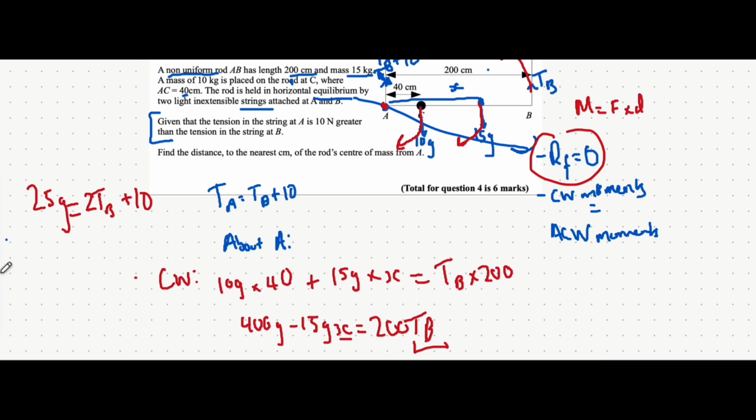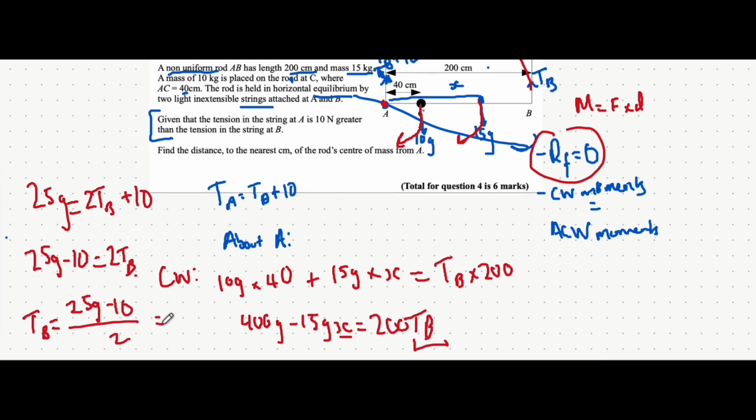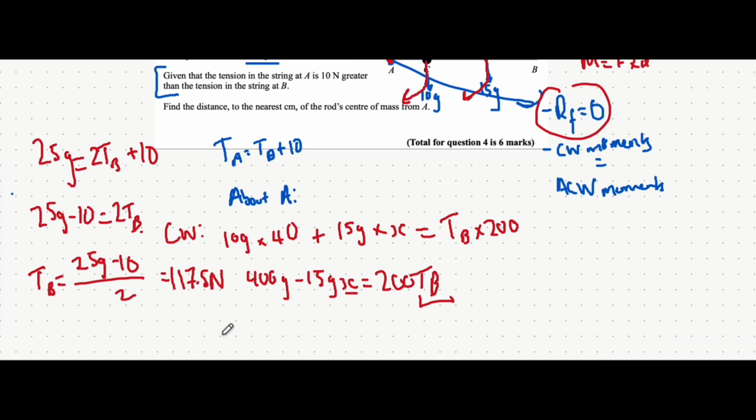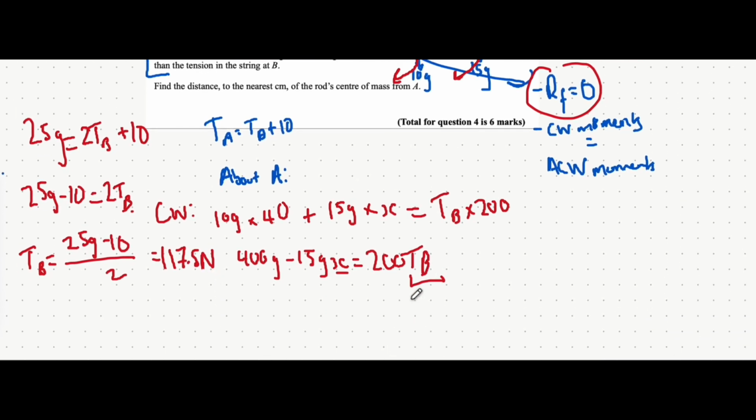So let's do that. Start by subtracting 10 from both sides. 25g minus 10 equals 2 times the tension at B. Divide both sides by 2 to get that the tension at B is 25g minus 10 all over 2. And I'm just going to very quickly do that on my calculator. So we have 25 times 9.8, take away 10, all over 2. And that's equal to 117.5 newtons.